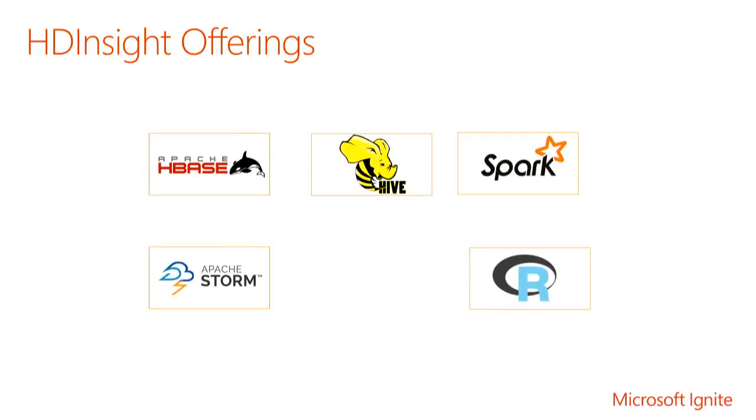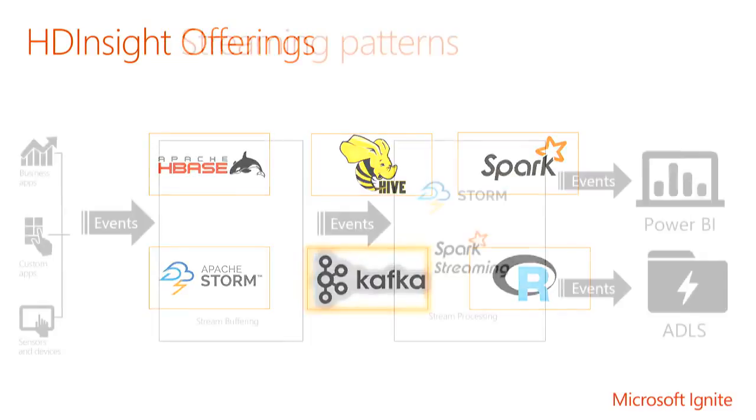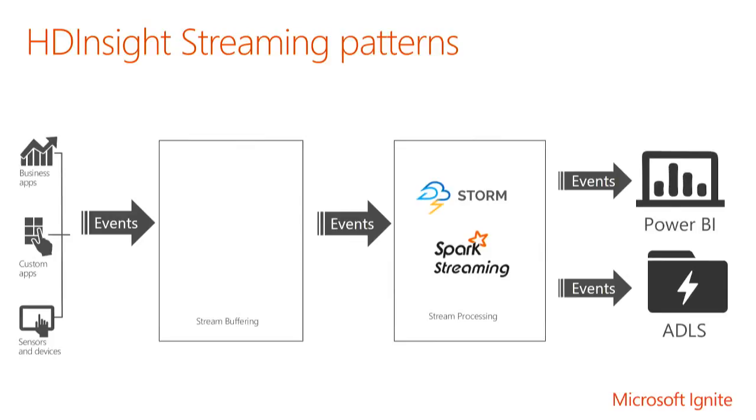So HDInsight offers these workloads. It offered 5 up until this year: Apache HBase, Hive, Spark, Apache Storm, and R Server. As of this year, we've added Apache Kafka to the HDInsight family. And we've not just added Kafka as a random workload, but as we can see, there's a missing puzzle piece for deploying an open source streaming pipeline on HDInsight, namely the stream buffering technology. And that is where Kafka completes the open source streaming solution on Azure HDInsight.